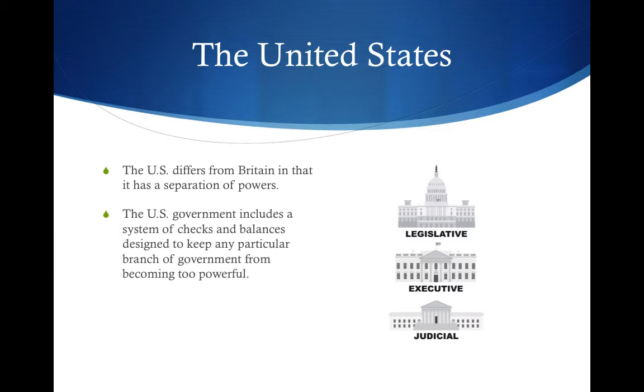The U.S. government includes a system of checks and balances designed to keep any particular branch of government from becoming too powerful. The U.S. branches of government are the executive, legislative, and judicial.